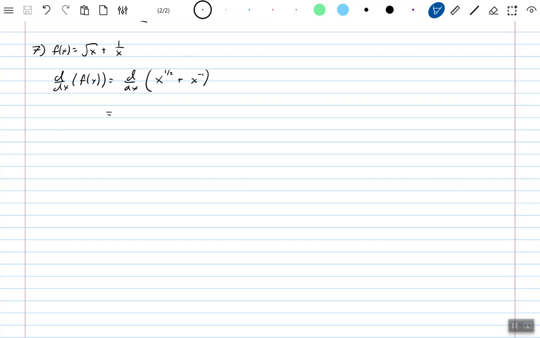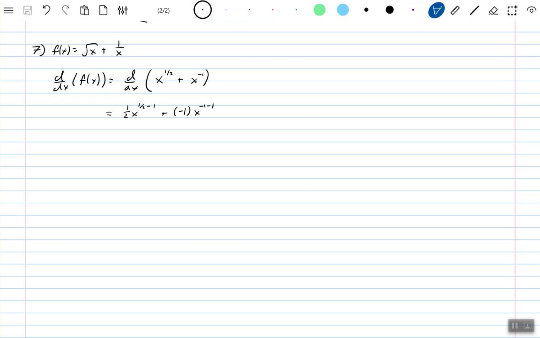What's the derivative of x to the 1/2? Well, it's equal to 1/2 x to the 1/2 minus 1. Pull down the exponent, subtract 1, plus -1 x to the -1 minus 1. Take the exponent, pull it down in front, subtract 1 from the exponent, and that's it. Now notice, just because this was negative does not mean we add 1 or do something else. The fact that it's negative is irrelevant. We're doing the power rule for differentiation. You just pull the exponent down and subtract 1. I don't care if it's negative, positive, 0.